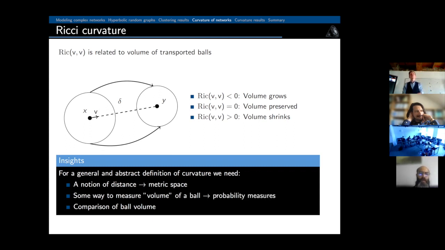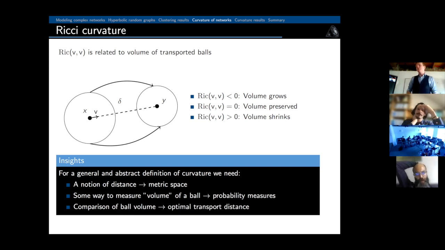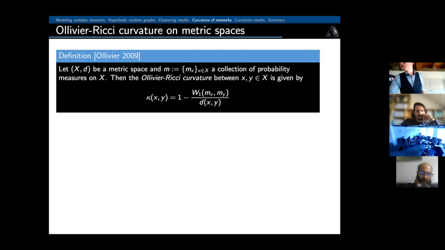In order to measure the volumes of balls, we're going to use probability measures. I'll explain how we do that. And then if we have two probability measures, we can compute their difference by using optimal transport distance. And optimal transport distance is already intrinsically linked to properties of Ricci curvature. So there are many deep connections between Ricci curvature and transport distances. So this is a definition that was not by us, but by Yann Ollivier, who in 2009 gave a general definition, a coarse-grained definition of Ricci curvature that works for any metric space.